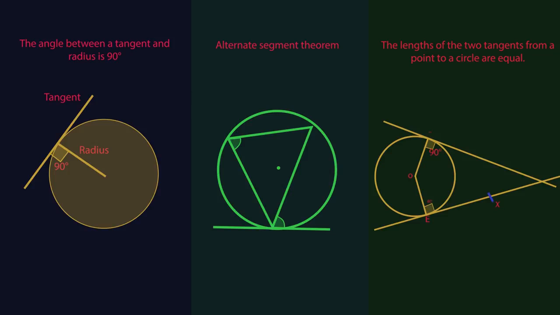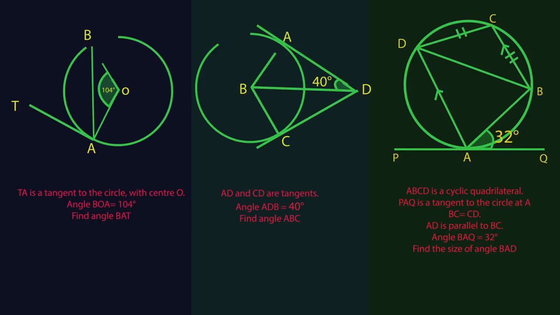Pause the video, jot them down, making sure you use the correct terminology, and click play when you're ready to check. How'd you get on? So here are 3 questions for you to do. Question 3 requires you to use your knowledge of parallel line angles and isosceles triangles. Pause the video, find the missing angles, and click play when you're ready to check.